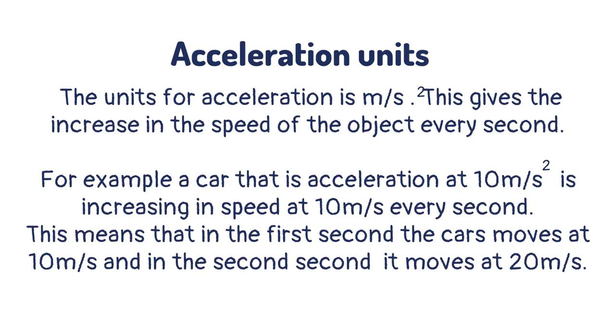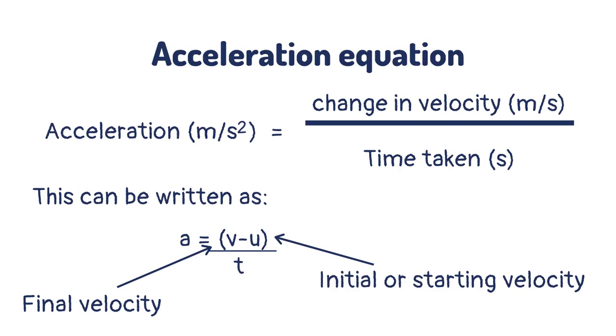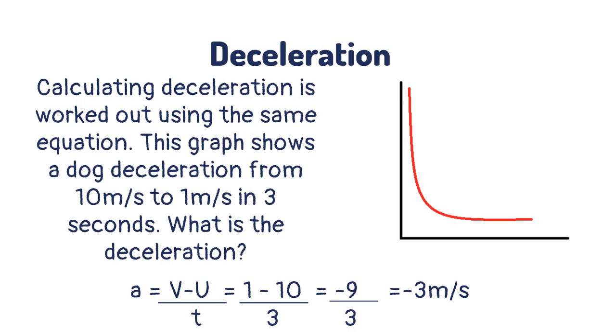For example, a car that is accelerating at 10 meters per second squared is increasing in speed at 10 meters per second every second. This means that in the first second the car moves at 10 meters per second and in the second second it moves at 20 meters per second. To find the acceleration of an object, use the equation: acceleration equals the change in velocity divided by the time taken. Deceleration can be calculated using the same equation, but the acceleration will be negative.